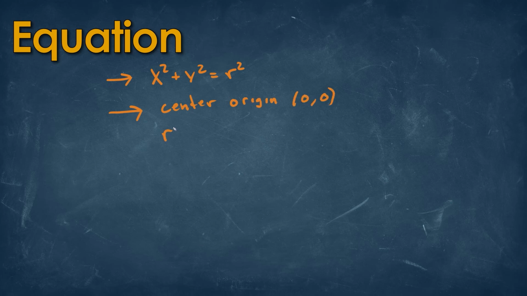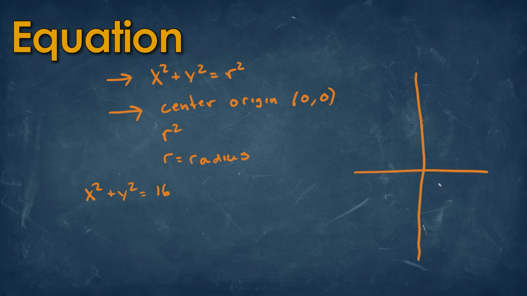The r squared is our radius squared, and so r would have to be figured out by taking the square root of the value. So for instance, if we have the equation x squared plus y squared is equal to 16, we would know that if we had a graph of this, we're going to have the center of the circle at the point 0, 0. Now our r squared is going to be equal to 16. This is r squared here. So we have to take the square root on both sides to figure out the radius, which would be 4.